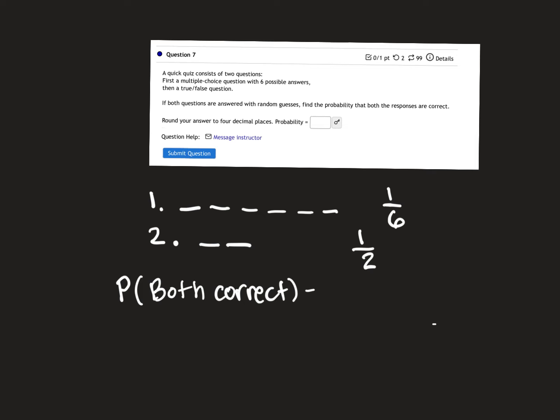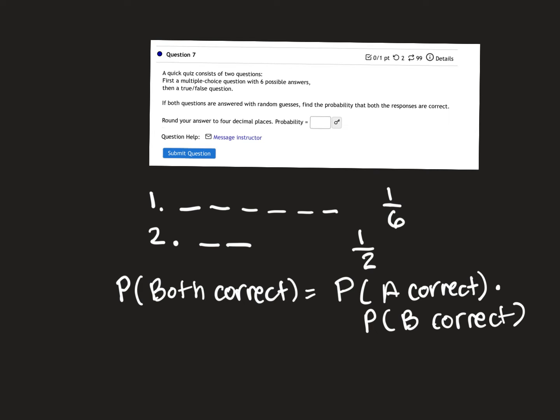You can think of this as first, I have to get A correct, the first one. And then, whenever you hear "and then," it's a times, B correct. So this would be 1/6 times 1/2, which would be 1/12. I hope that makes sense.